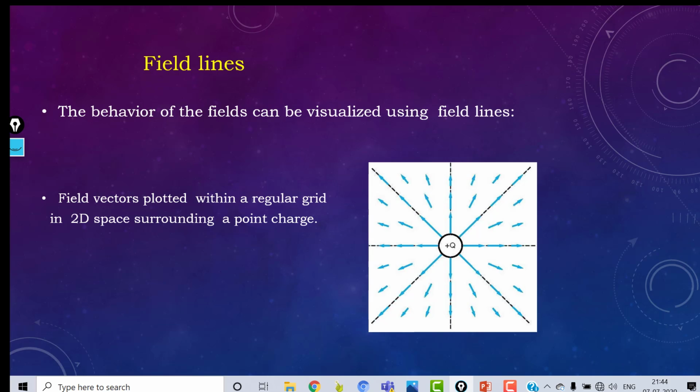So the field lines indicate the direction of the electric field. These lines can be shown like this, as seen in this white figure. The field vectors plotted within a regular grid of 2D space surrounding a point charge show the field lines or the electric field region.